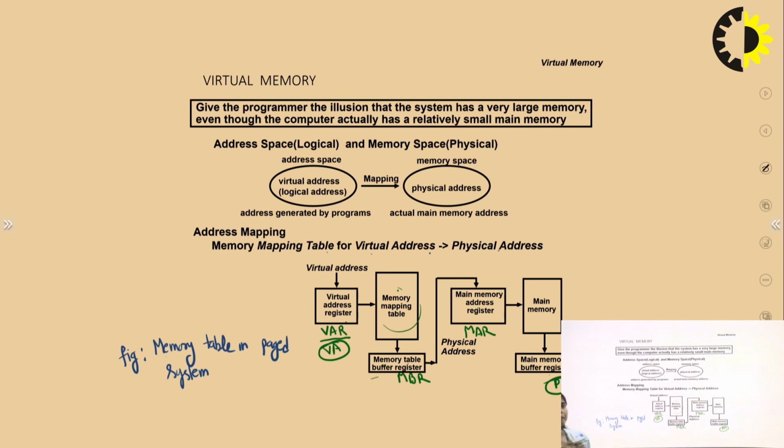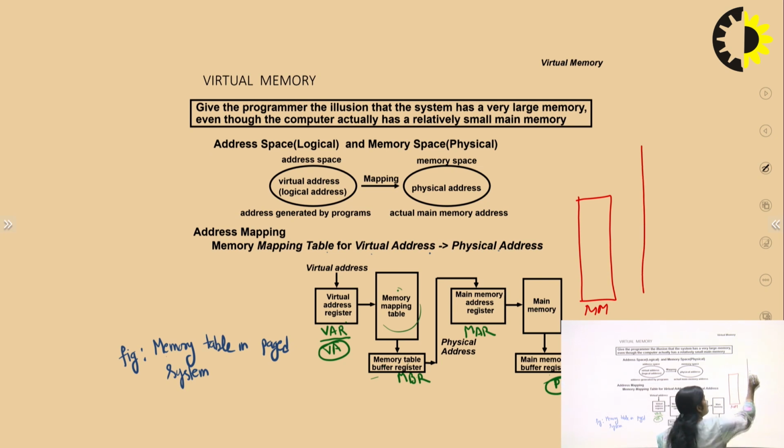Now, this is the main concept of virtual memory. The first thing you have to remember is that, suppose this is the main memory and there is a virtual memory. Fine.